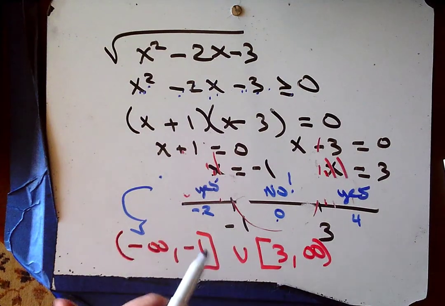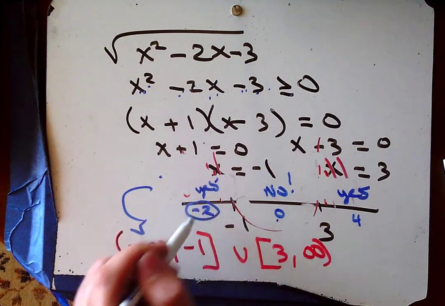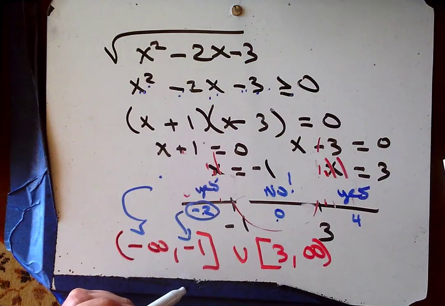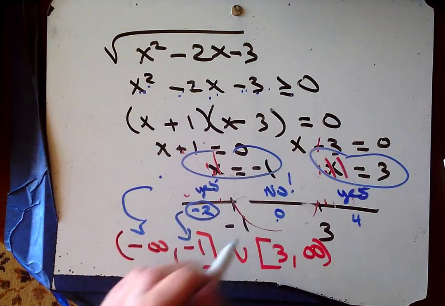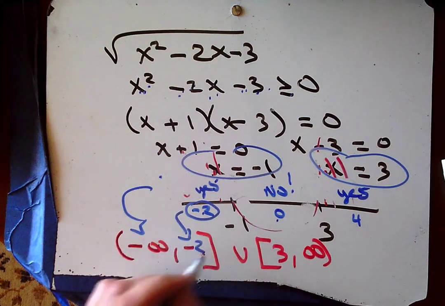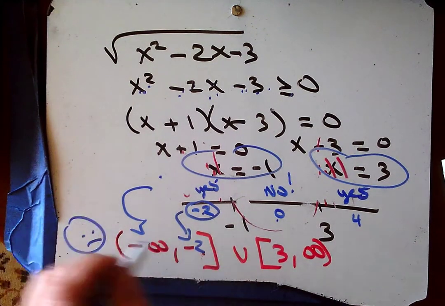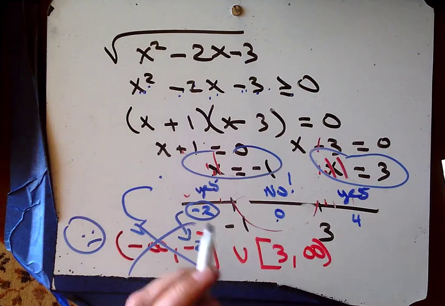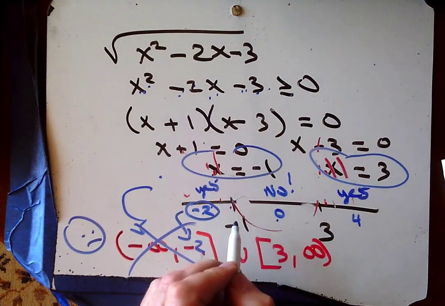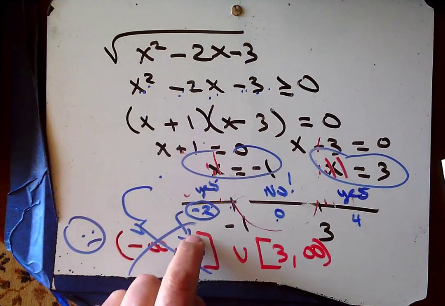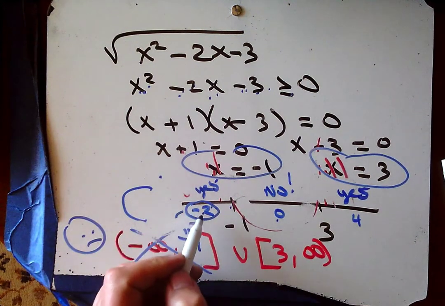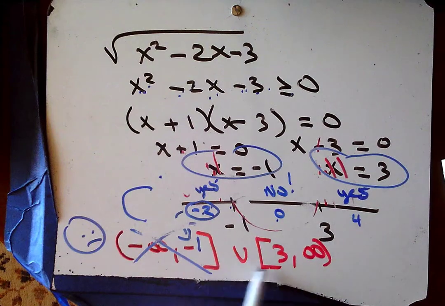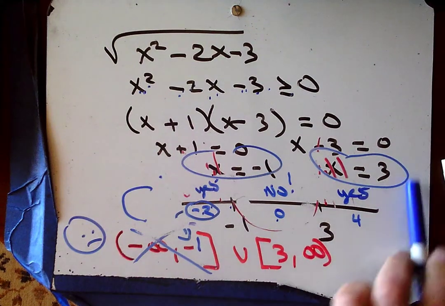Hey, be careful. This test value is not what goes here. The critical number is what goes there. If you put -2 here, I mark it wrong. Because what about all those numbers from -2 to -1 that do work? You need to include those. So we're testing values, but it's our critical numbers that are determining the domain, okay?